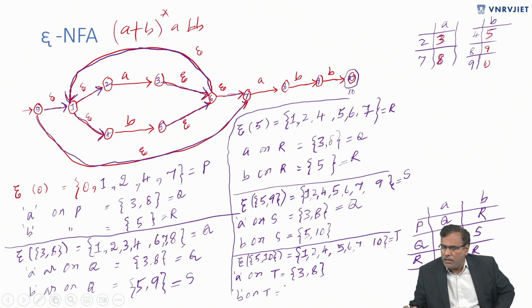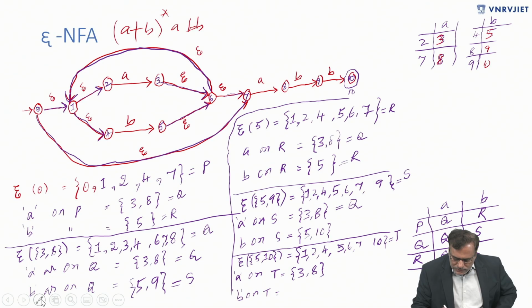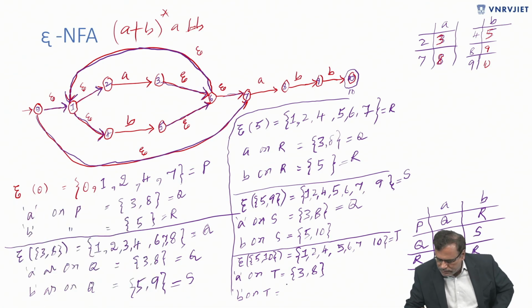Similarly, B on T. B means 4, 8, 9. Of these 4, 8, 9, what is available here? Only 4 is available; 8 and 9 are not in the set T. So from 4 where can you go? For B, you have to look for 4, 8, 9, and of these only 4 is available. From 4, you can go to 5. Therefore, this 5 must be added here. So B on T becomes 5.